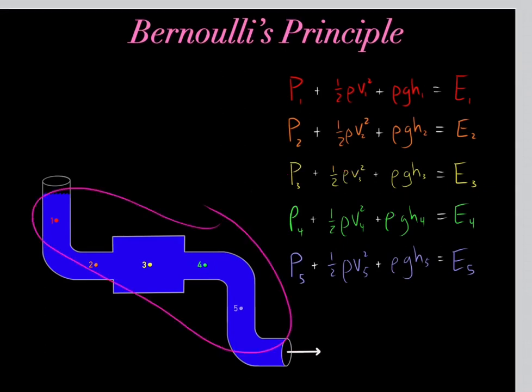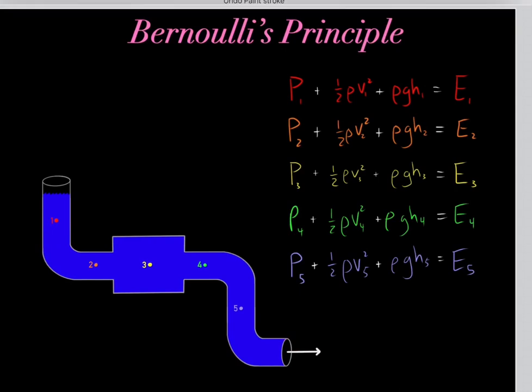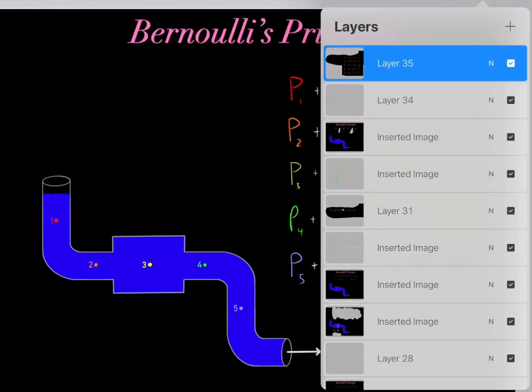And because all these energies must be equal, we can set all these points equal to each other. The total energy at point 1 has to equal the total energy at point 2, which has to equal the total energy at point 3, and so on. So this is Bernoulli's principle.